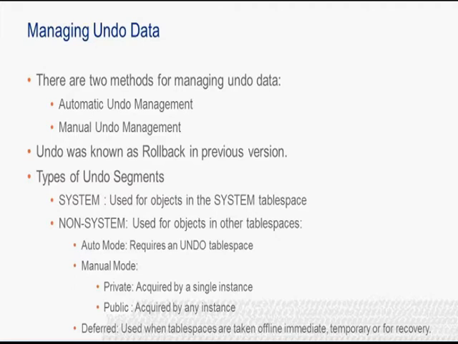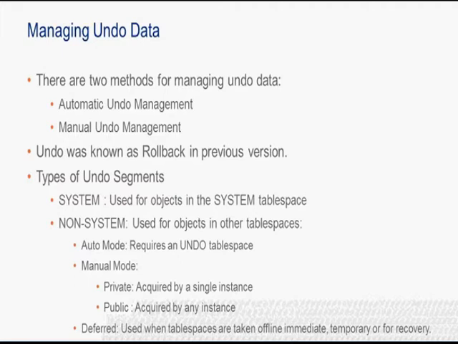System undo segments. System undo segment is created in the system tablespace when a database is created. This undo segment can be used only for changes made to the objects in the system tablespace. The system undo segment exists and works the same in both manual and auto mode.